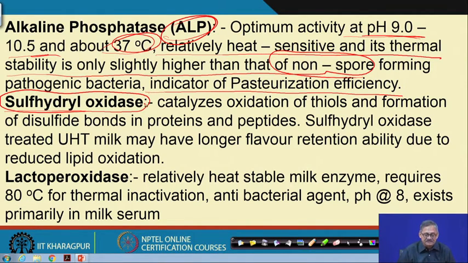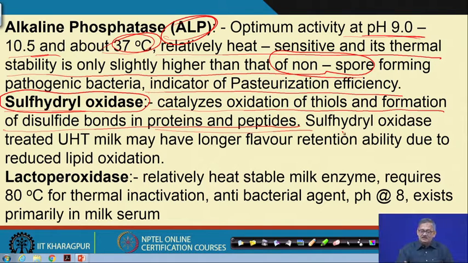Sulfhydryl oxidase catalyzes oxidation of thiols and formation of disulfide bonds in proteins and peptides. We have already said this is not new, that proteins and peptides we have already discussed. So, no more.